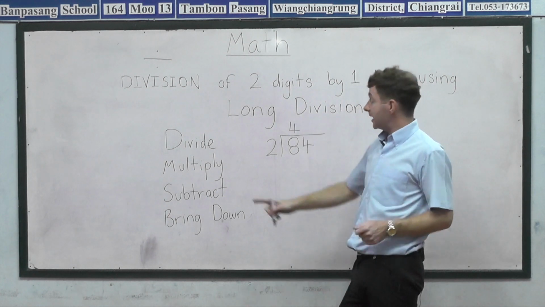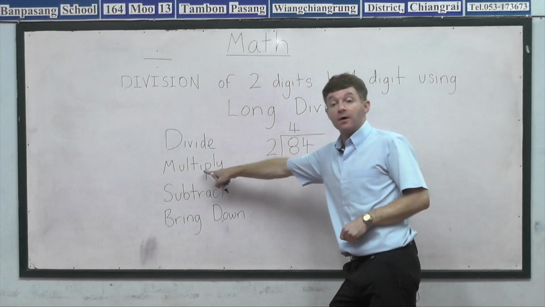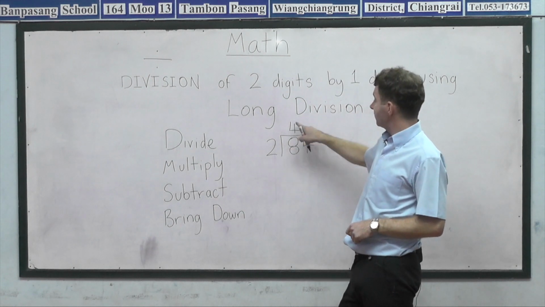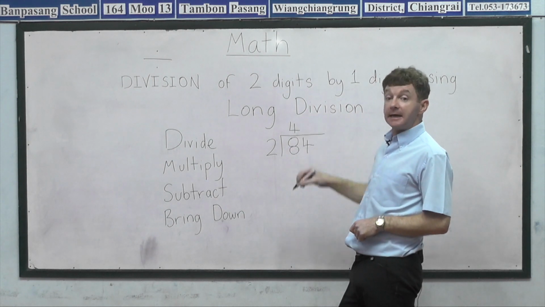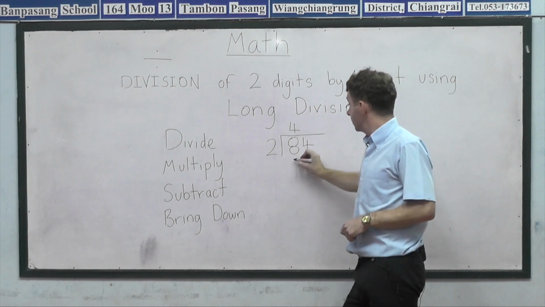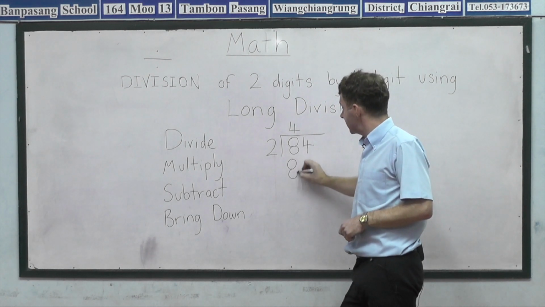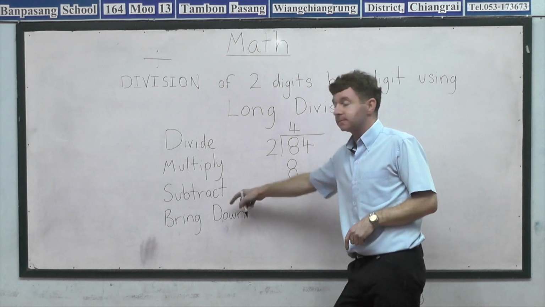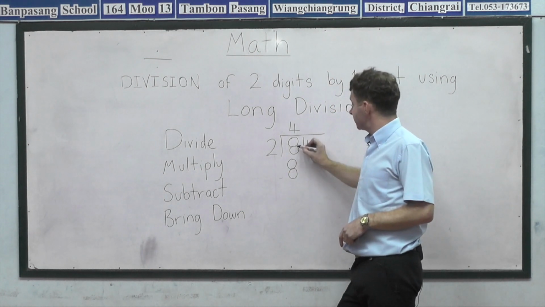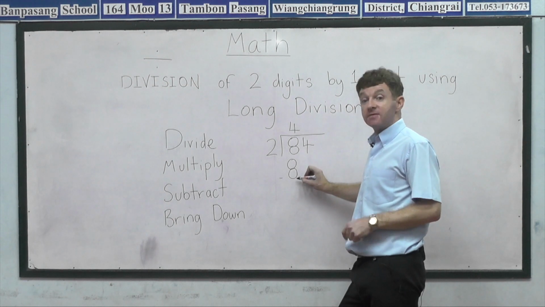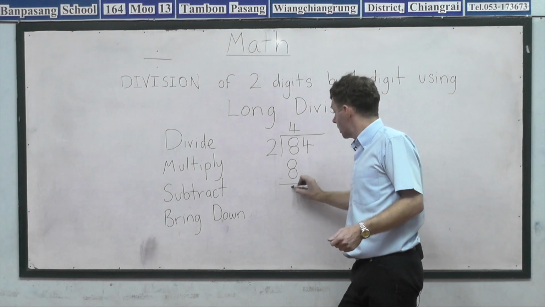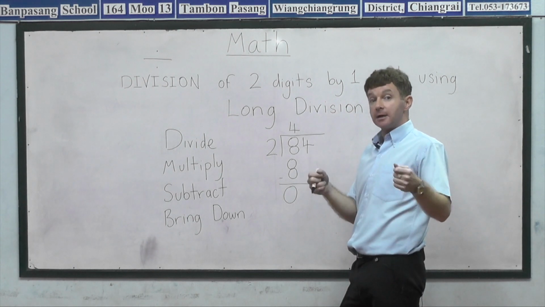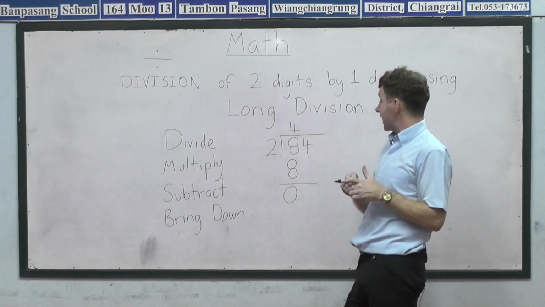Excellent. What's our next step, guys? Multiply. 2 times 4 equals 8. So we'll write 8 here. So that's step 2. What's step number 3, guys? 8 minus 8 equals 0. And when we reach 0, we know we're done. When we get 0, we know we can move to the next column.